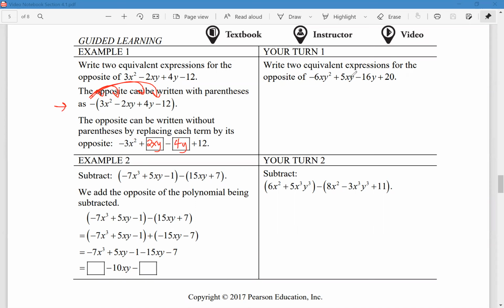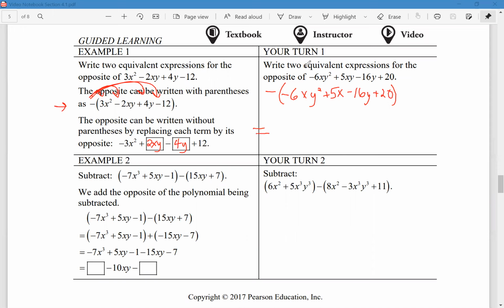So really quick, the your turn, we'll just do this one. Write two equivalent expressions for the opposite. The first thing I'm going to do is rewrite this polynomial in parentheses with a minus sign or a negative sign outside it. So negative parentheses, negative 6xy squared plus 5xy minus 16y plus 20. So that's technically the opposite.